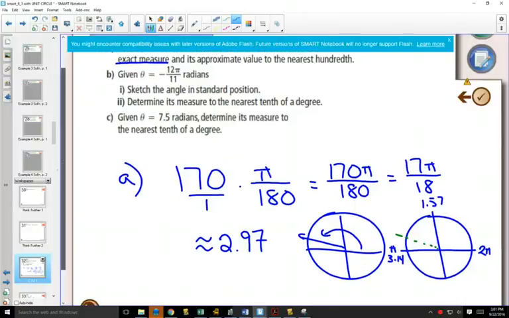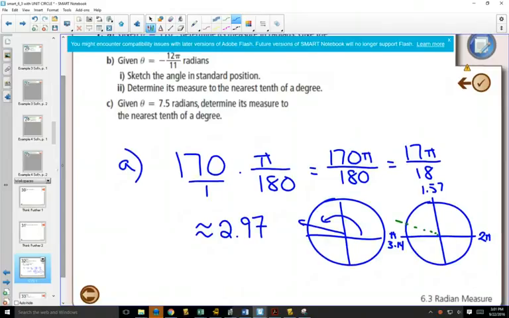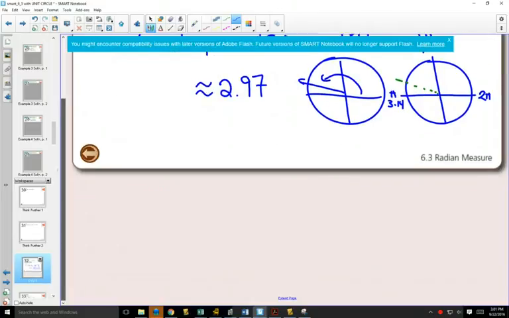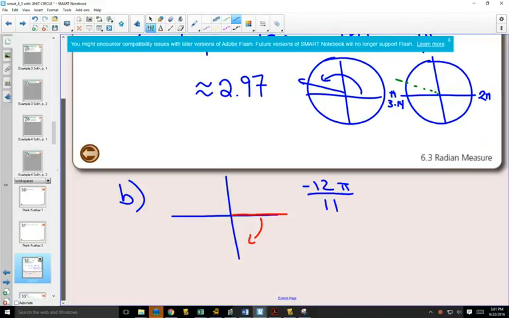So in part B, we want to sketch negative 12 pi over 11 radians. Well, just like degrees, a negative angle, all angles in standard position start here. A negative angle will go around in this direction. So we need to figure out where negative 12 pi over 11 will be. Well, we know that halfway around is pi, and all the way around is 2 pi. So starting at 0, all the way around would be 2 pi.